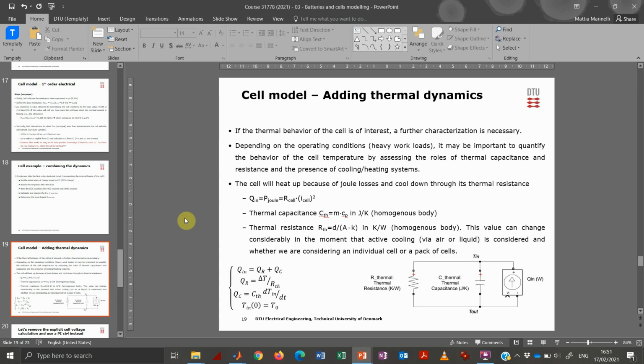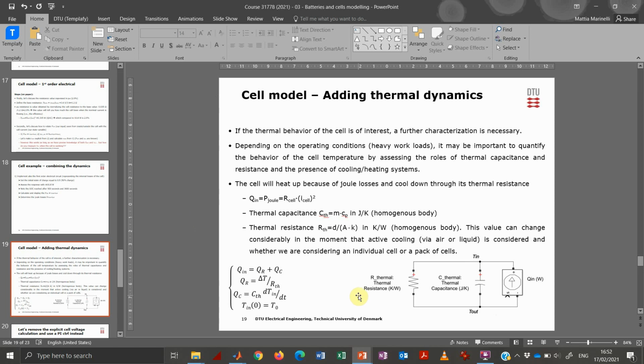Yes, let's see now two additional features that we can add to the cell model. The first one is about adding thermal dynamics. In case we want to understand the temperature behavior of the cell, particularly during heavy workloads and so forth, then we need to characterize the thermal properties of our cell, of our system.